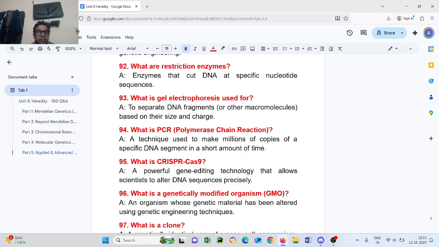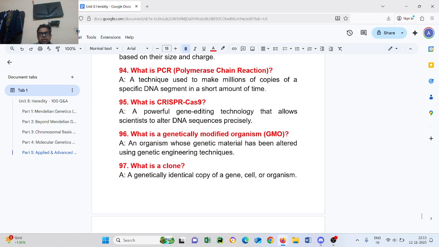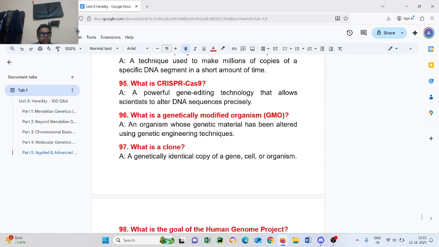Question number 96. What is a genetically modified organism? GMO. An organism whose genetic material has been altered using genetic engineering techniques is called a genetically modified organism.